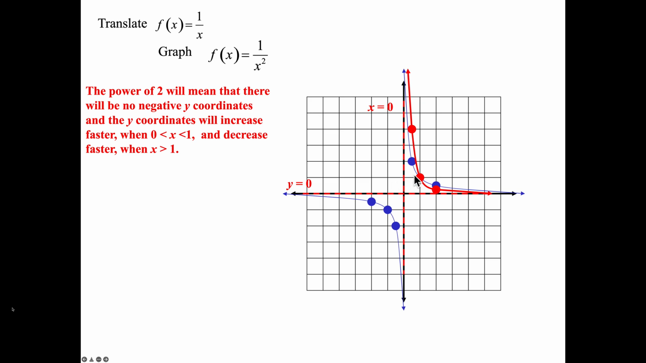And then you're going to get these same points over here in quadrant 2, because you have to have positive y's. So what the author will do is say, okay, here's a new basic rational function. He'll call this the 1 over x squared rational function.